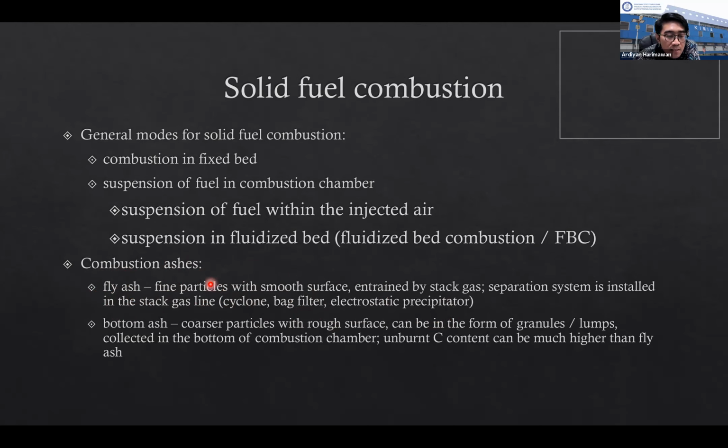Because this particle, it's solid, right? It is entrained. You know the term entrained, right? Have you heard this term entrained? I don't know, sir.